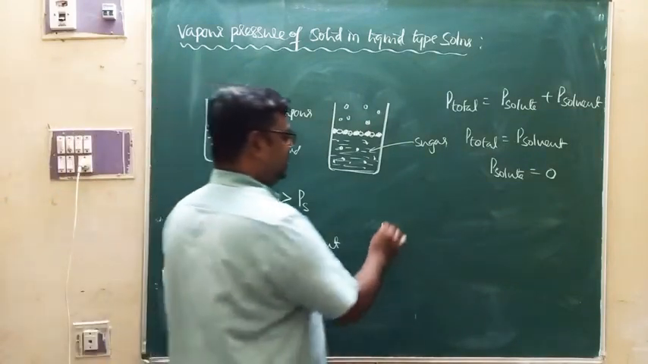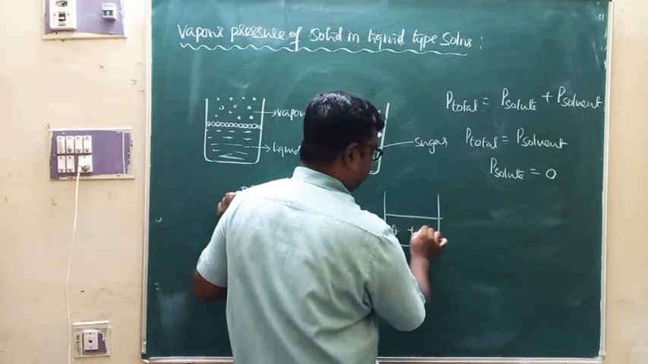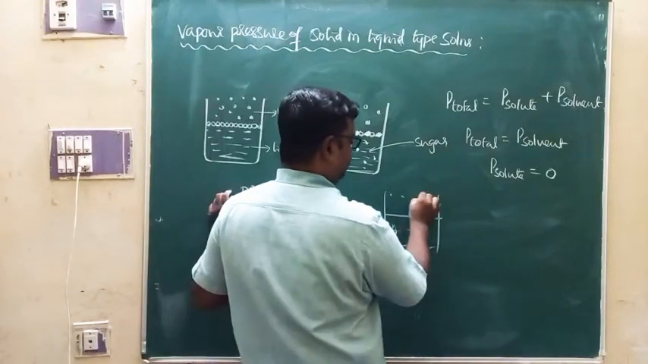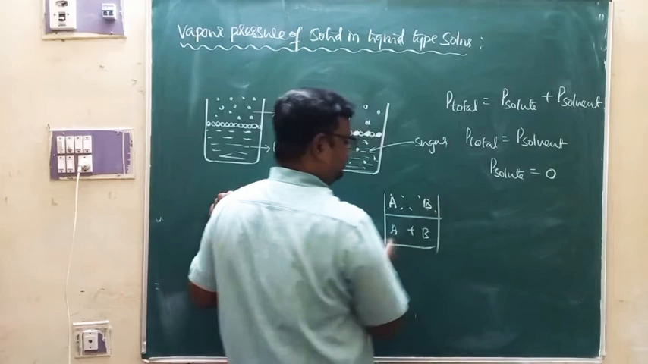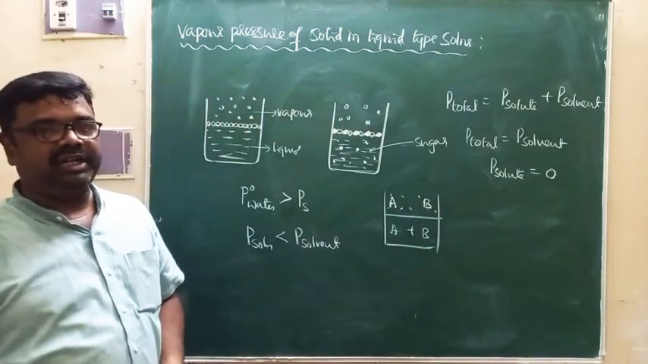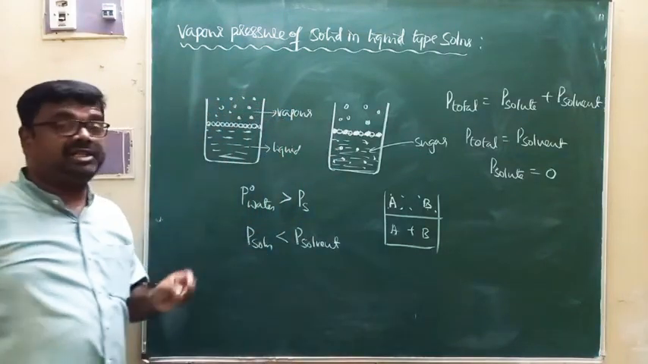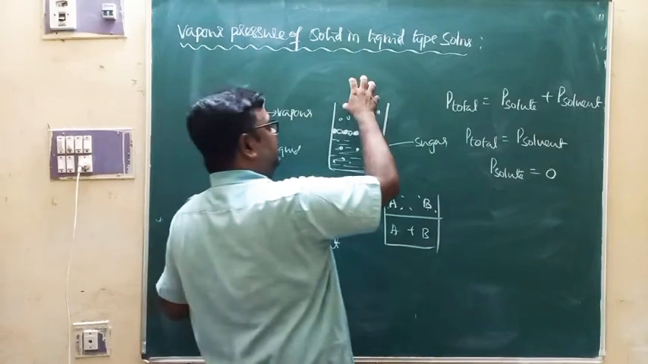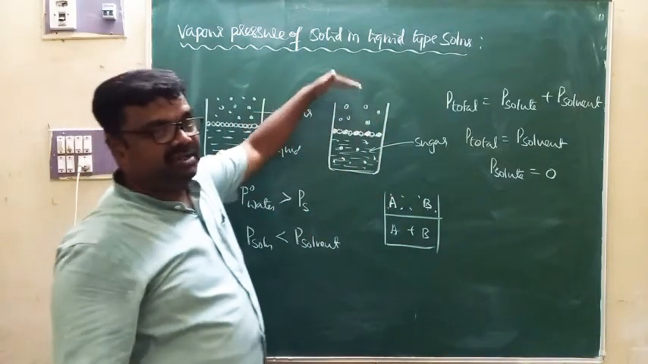But in the case of volatile liquids, it was A plus B. When we took volatile liquids A and B, there were vapors containing molecules of A as well as molecules of B. Both are contributing to the total vapor pressure of the solution. But here, in the case of a non-volatile solute in a liquid, we don't find any solute particles on the surface of the liquid, over the surface of the liquid.